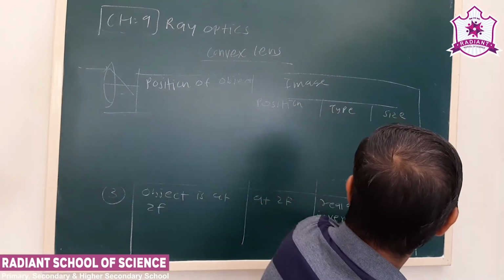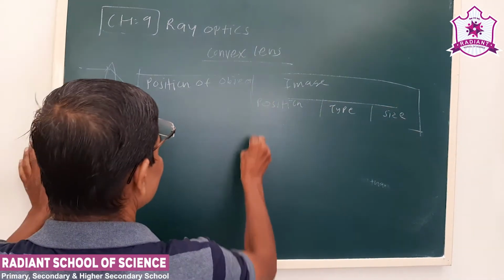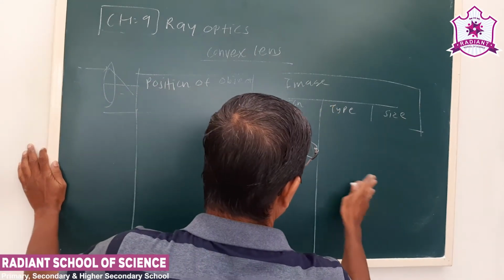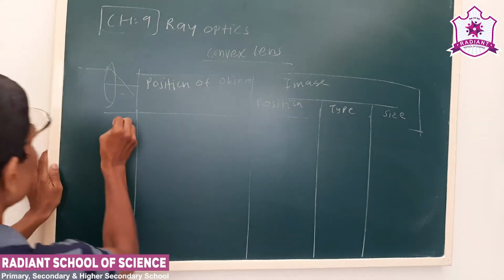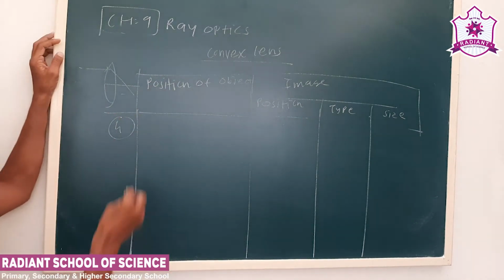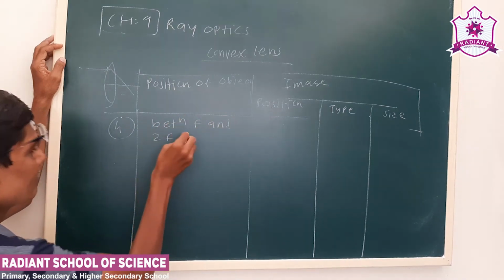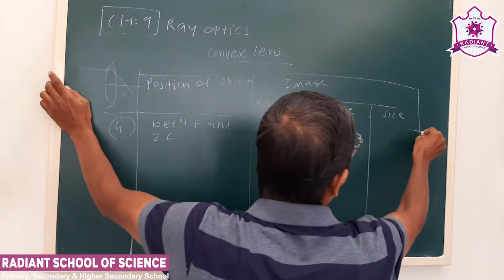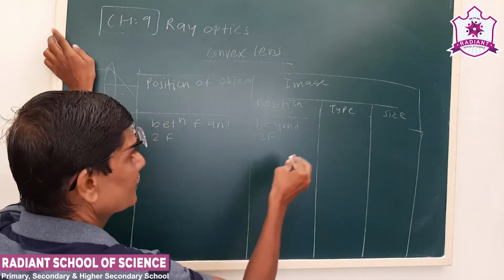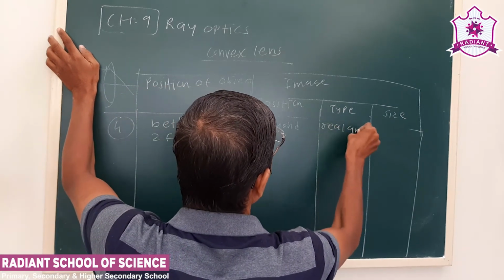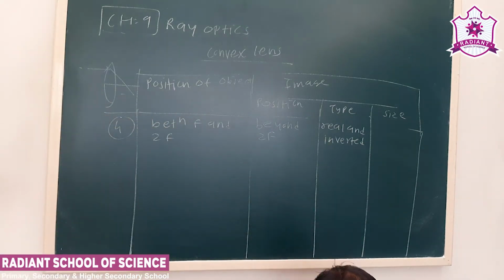Now next, one thing we have to keep in mind: as the object moves towards the lens, the image will move away from the lens. Now fourth, the object is between F and 2F. The image will be formed beyond 2F. It will be real and inverted, and the image will be larger than the object.